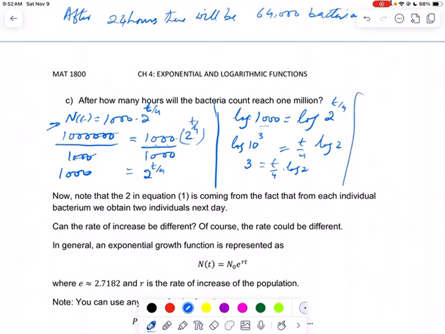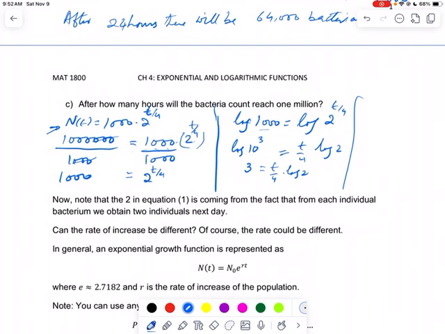We simplify that: we multiply by 4 and then divide by log 2. So 3 times 4 is 12, and 12 over log of 2 equals t. And that is our answer. After how many hours will the bacteria count be 1 million? After 12 over log of 2 hours.